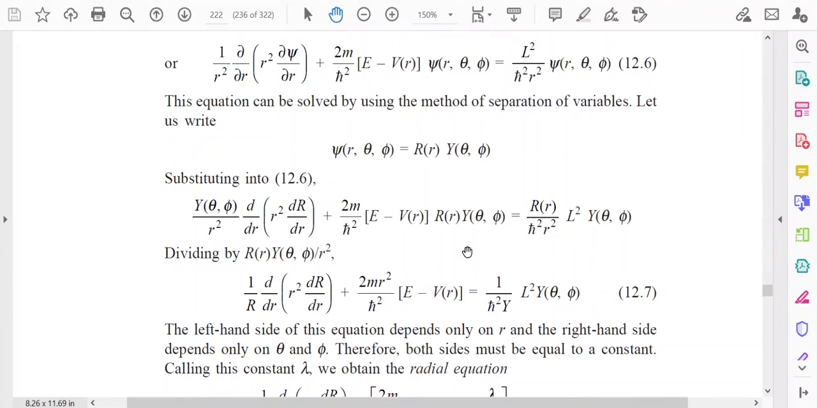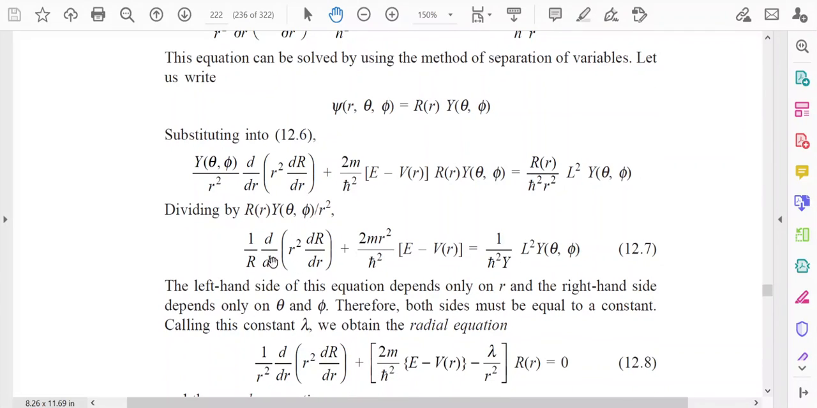Again we have to simplify this equation. How to simplify? We will divide this equation by R times Y divided by r square. After division by this expression, we have equation 12.7. If you look carefully, the left hand side of this equation depends only on small r, and the right hand side depends on theta and phi. Therefore both sides must be equal to a constant, and we call this constant lambda.